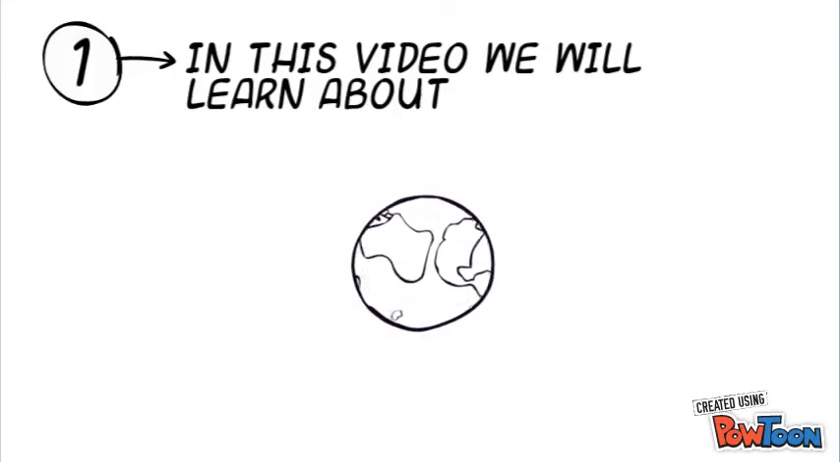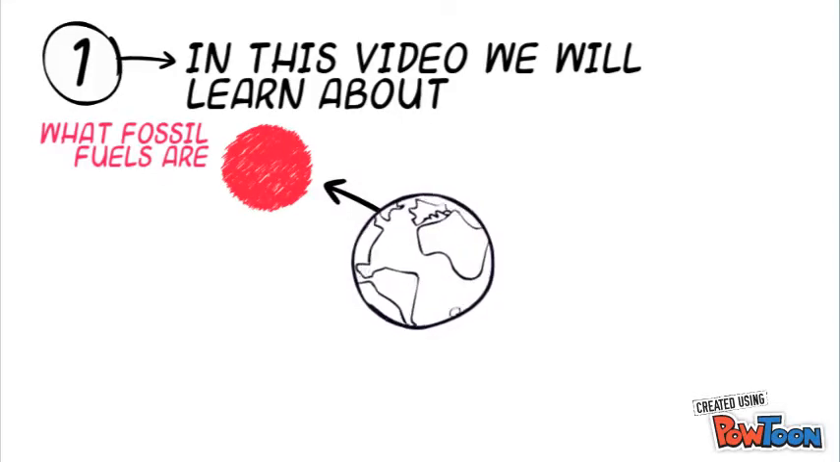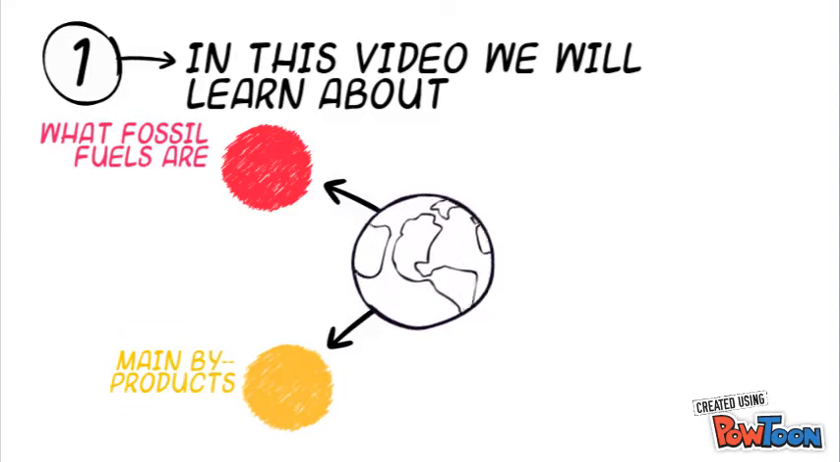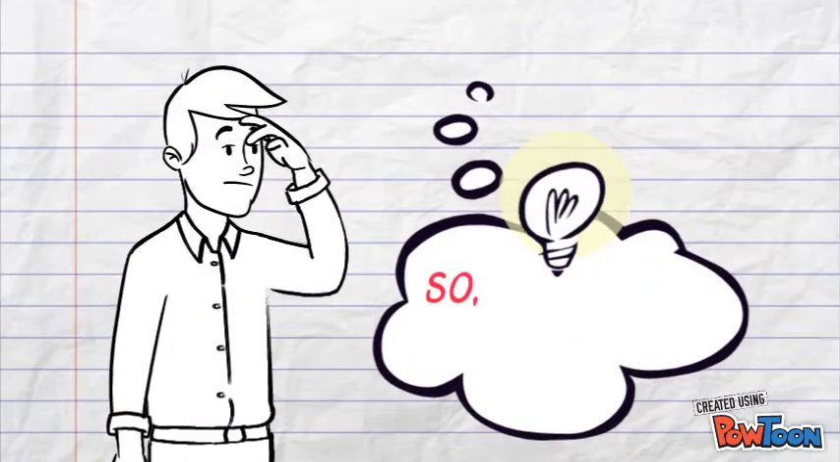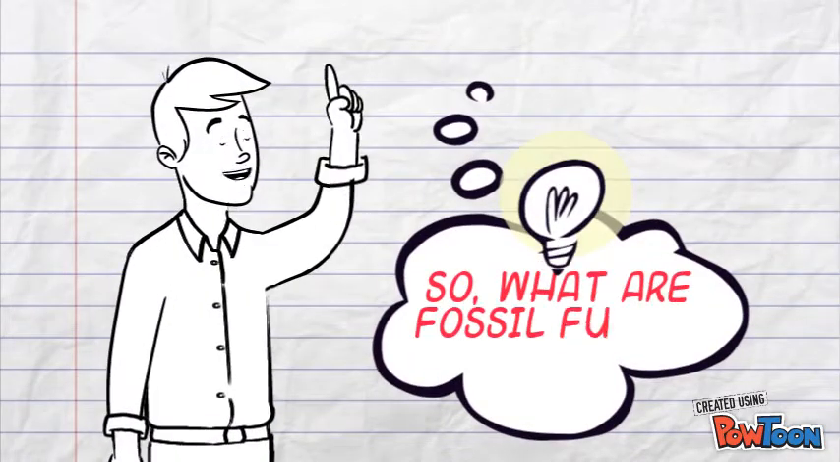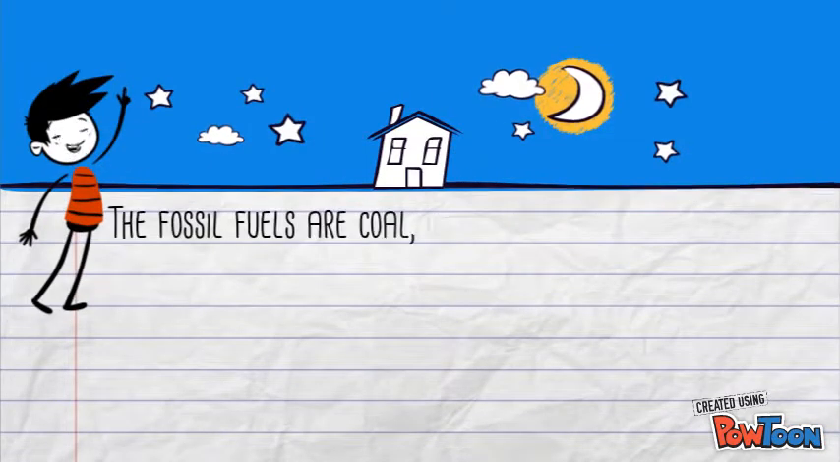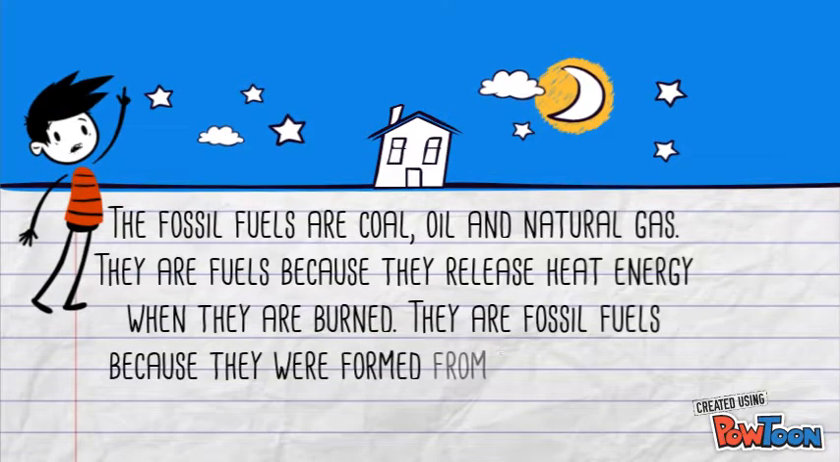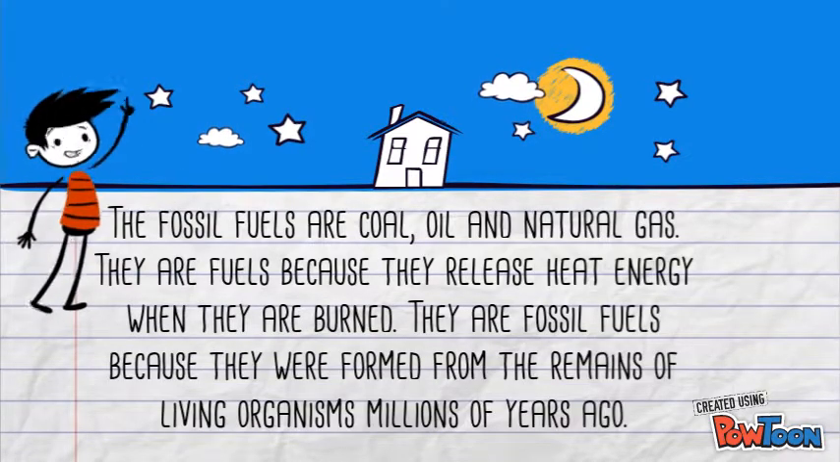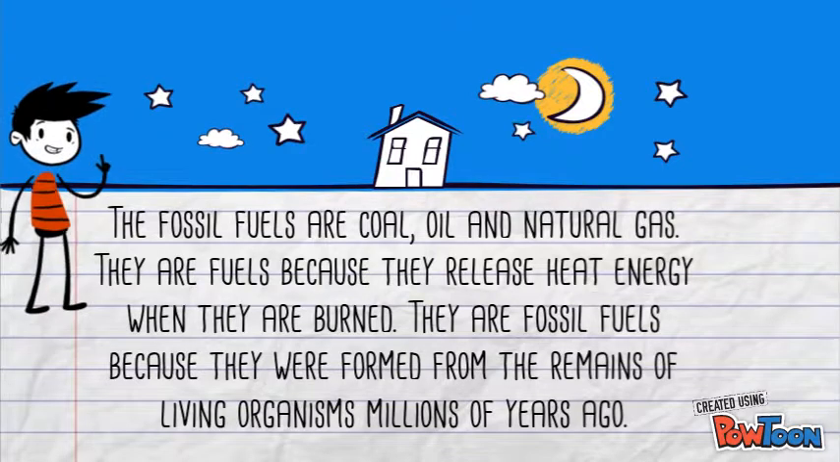In this video, we will learn about what fossil fuels are, main byproducts, their effects, and their causes. So, what are fossil fuels? Fossil fuels are coal, oil, and natural gas. They are fuels because they release heat energy when they are burnt. They are fossil fuels because they were formed from the remains of living organisms millions of years ago.